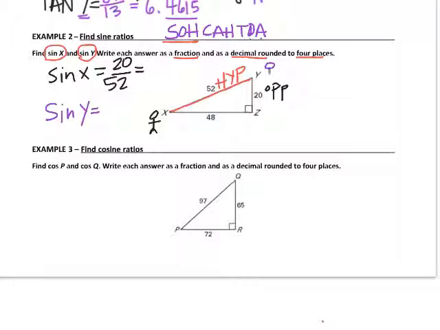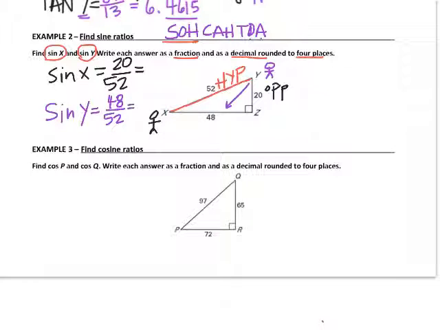And if I'm standing at y over here, guess which side is opposite? 48. Okay, so 48 is opposite. The hypotenuse is still the hypotenuse. And now we just need to enter this into our calculator.